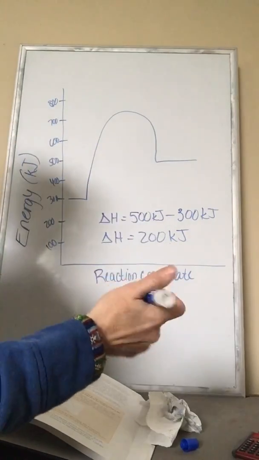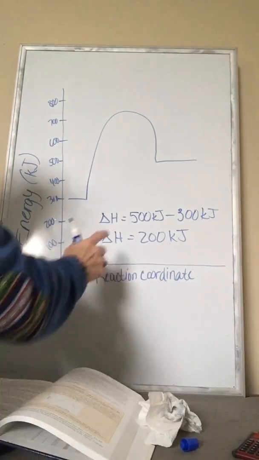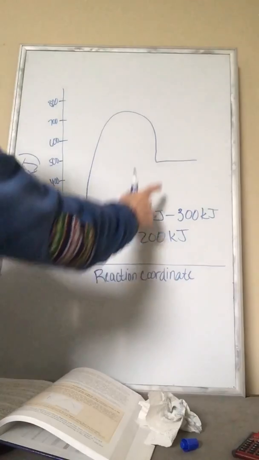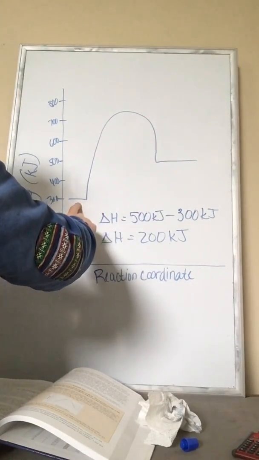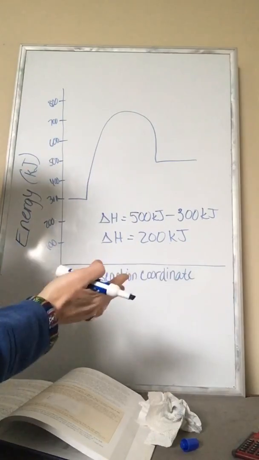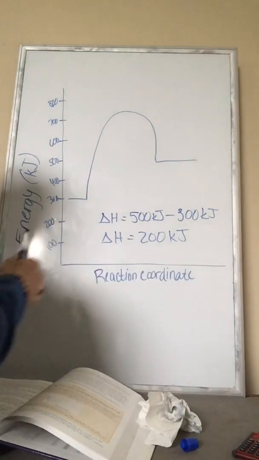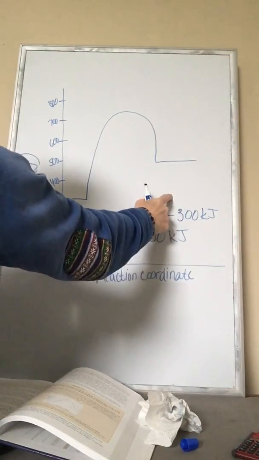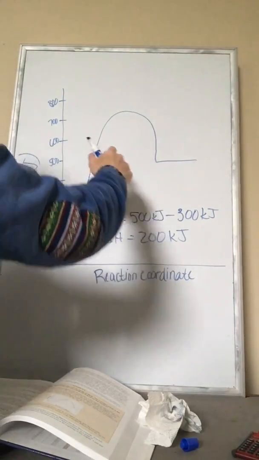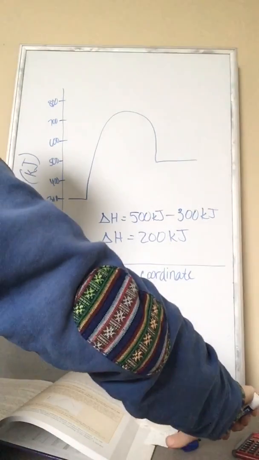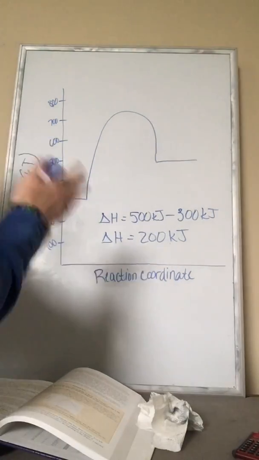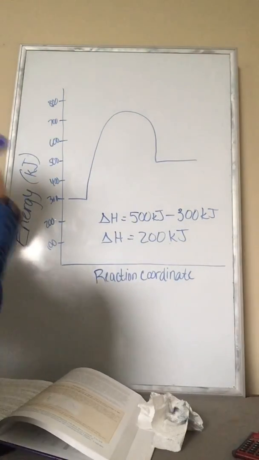So write this in your notes, or just remember this distinction. Positive delta H means that your diagram is going to look like this. Your products are going to be higher than your reactants. And it also means that it's going to be endothermic. Negative delta H means that your products are going to be lower on this diagram than your reactants, and you're going to be exothermic, or releasing energy. So be able to look at one of these diagrams and be able to tell what's going on.